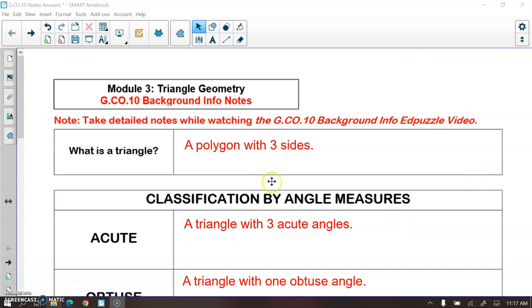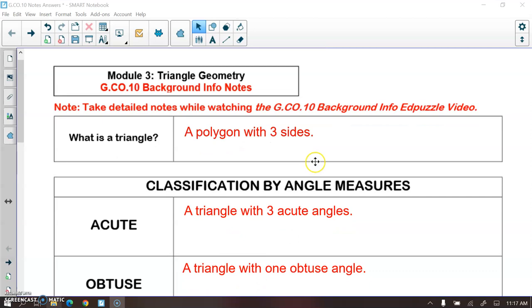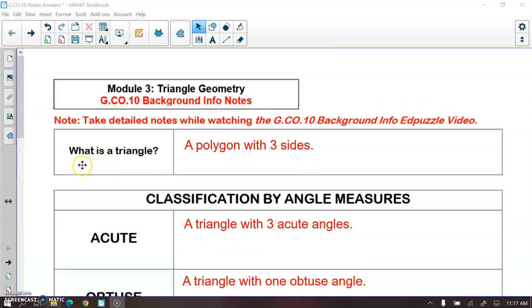Hi, so this first video is a little background info about triangles, but it's pretty important info that you would need to know in order to be successful in this standard. So what the proper definition of a triangle is, because we're still in triangle geometry, is it's a polygon with three sides. That is the proper definition of a triangle.